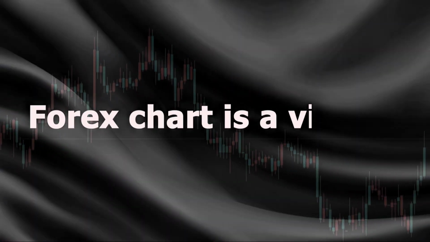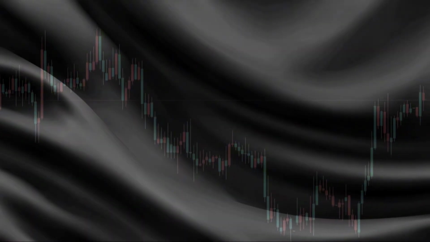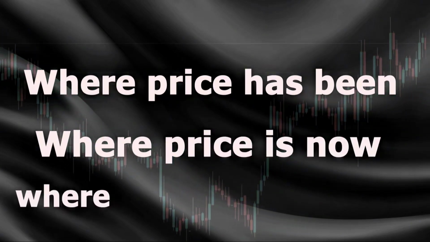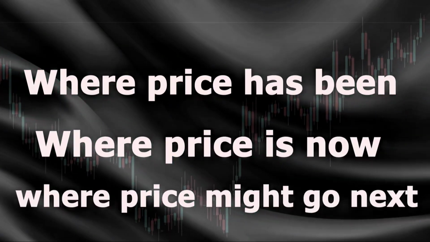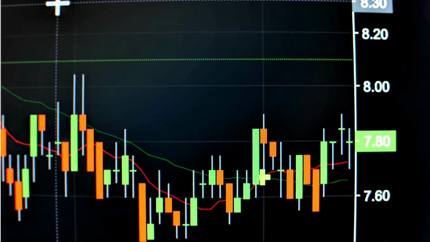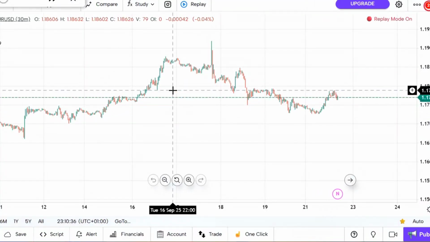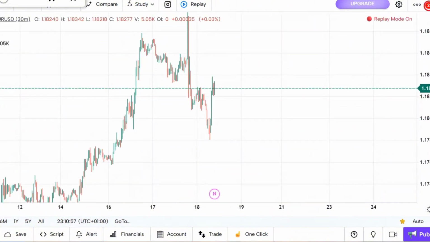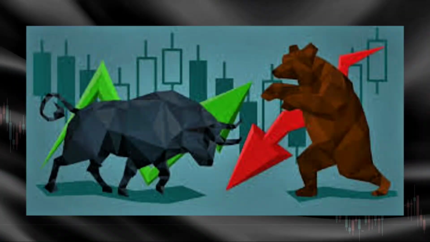A Forex chart is a visual representation of price movement. It shows you where price has been, where price is now, and sometimes where price might go next. Every movement on the chart represents buyers and sellers fighting for control. For example, if buyers are stronger, price moves up, and if sellers are stronger, price moves down. Think of a Forex chart like a battlefield between the bulls and the bears.